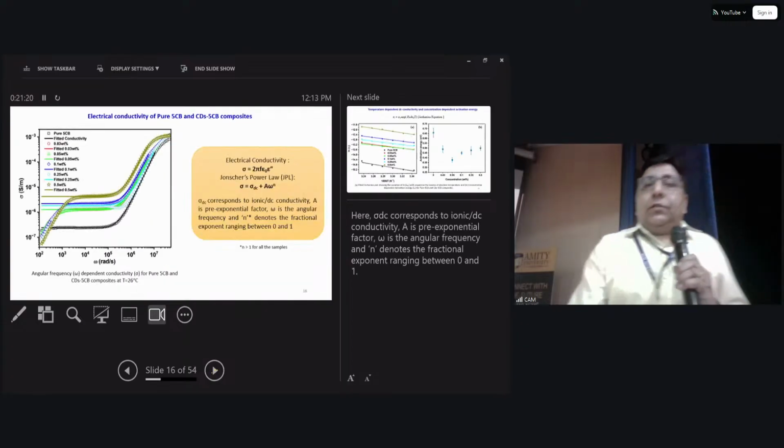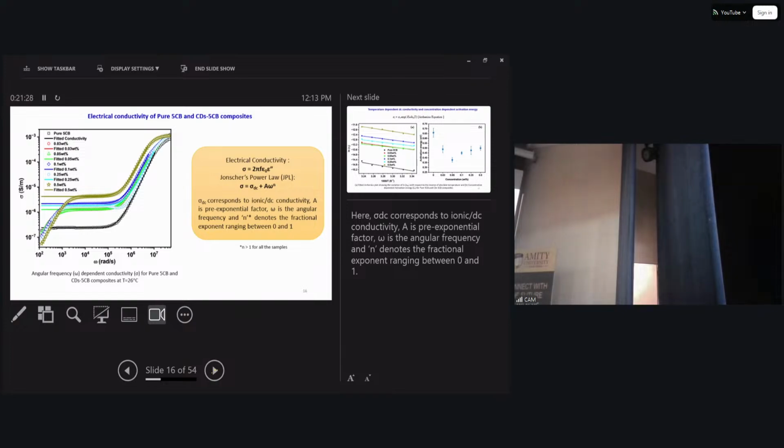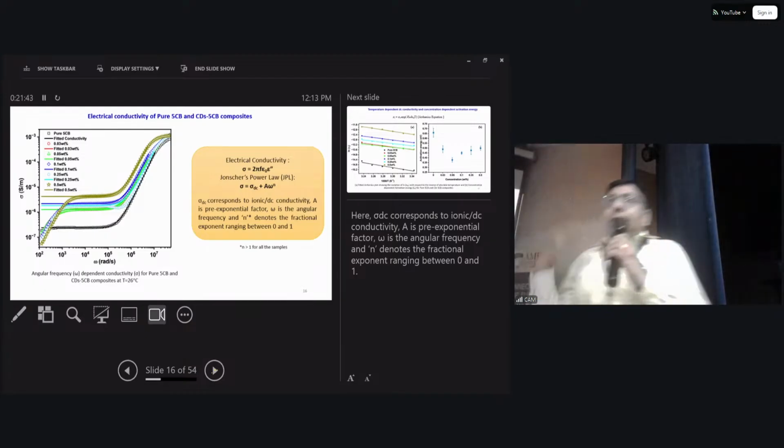Now one more thing is very important to understand. Whenever we try to add something in the matrix, we have to worry about everything. If we are getting some benefit, there must be some loss also. So what could that be? Because, as we all know, carbon dots are very conducting in nature by default, so they will do something there. So we tried to understand what happens to the conductivity of the material or the composites.